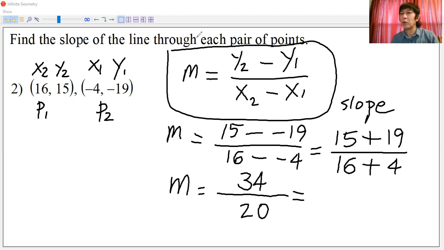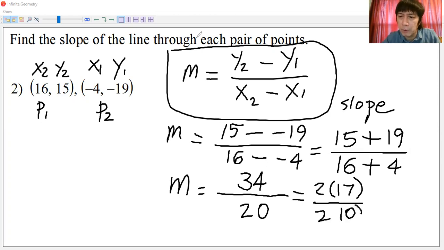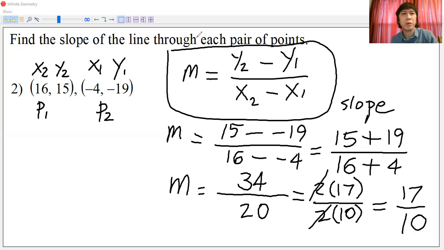And this looks like reducible to some lowest term. We only need to get the factors. 34 is 2 times 17. So we can express it this way. And 20 is expressible as 2 times 10. There. And you can see the 2 divides by the 2. And you will have 1. 1 times 17 over 10 is 17 over 10. And that must be the answer. It's in the lowest term already, and we can verify that. There, it must be 17 over 10.